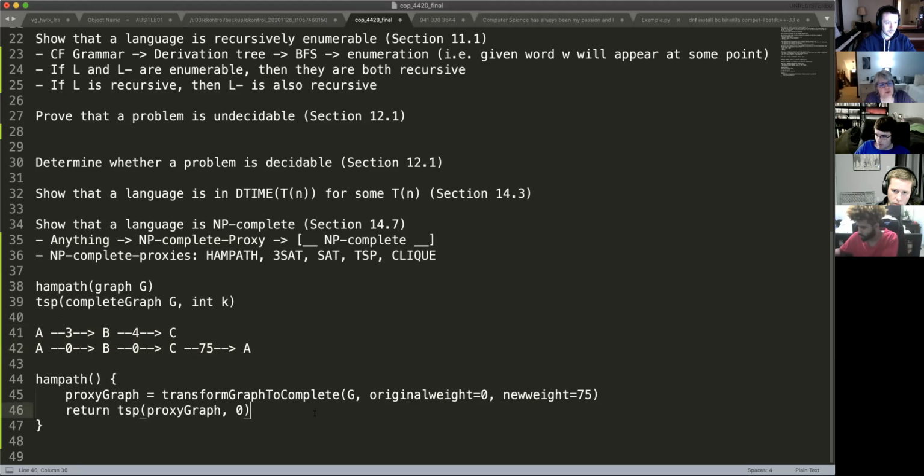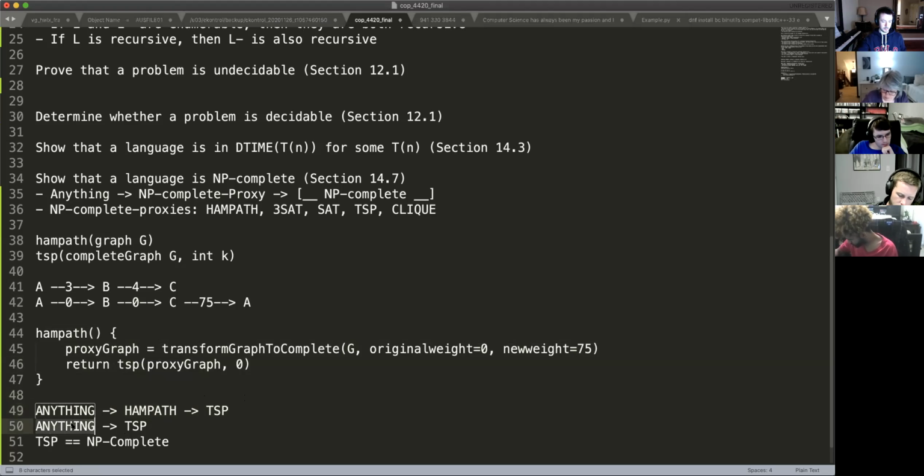So this is given. This part we've just proven, right? Therefore, we can remove ham path from the equation and say, okay, any NP problem can be reduced to TSP, which is the textbook definition of NP completeness.